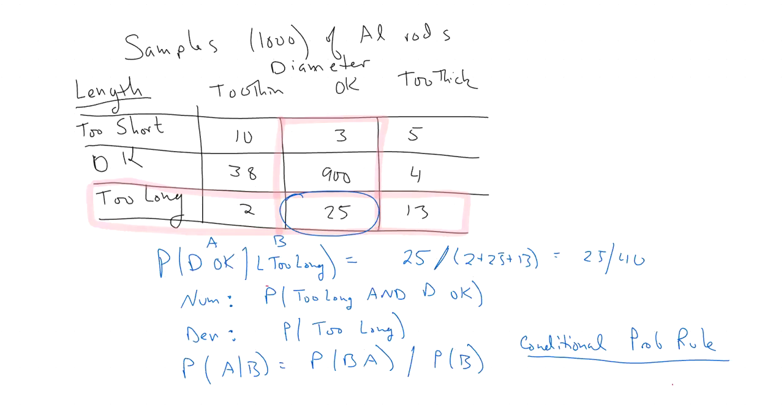Now, what we'll find out in a minute is that I wrote it too long. You can also write it this way: probability of A and B divided by probability of B. So these two are always equal to each other.